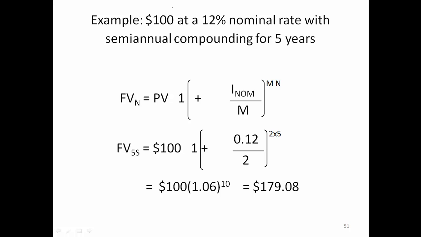So let's see, if we are looking at a 12% nominal interest rate, semi-annual compounding for 5 years. Semi-annual means twice a year, so each 6 months we're actually using 6% instead of 12%. So we're using 6% to compound, and within 5 years we'll compound 10 times. So we are actually using 100 multiplied by 1 plus 6% to the power of 10, we get 179.08, and that is the future value after semi-annual compounding.